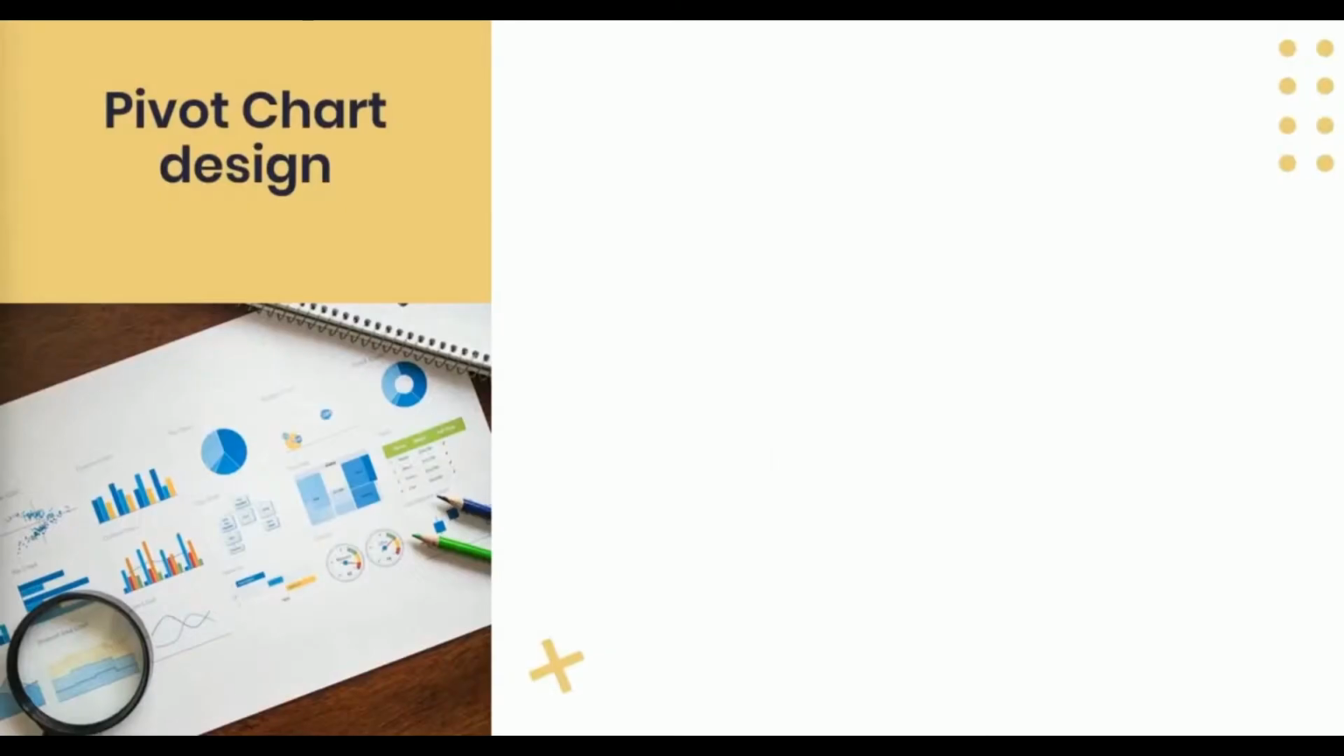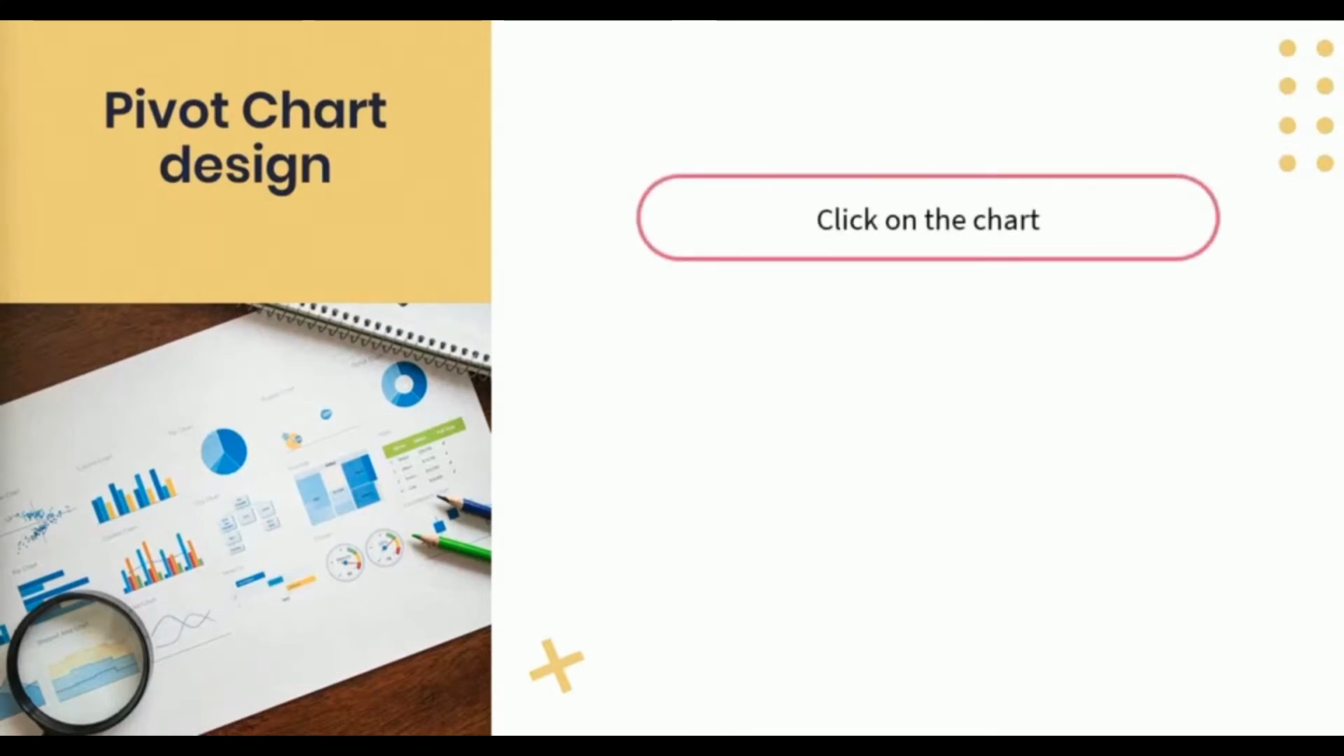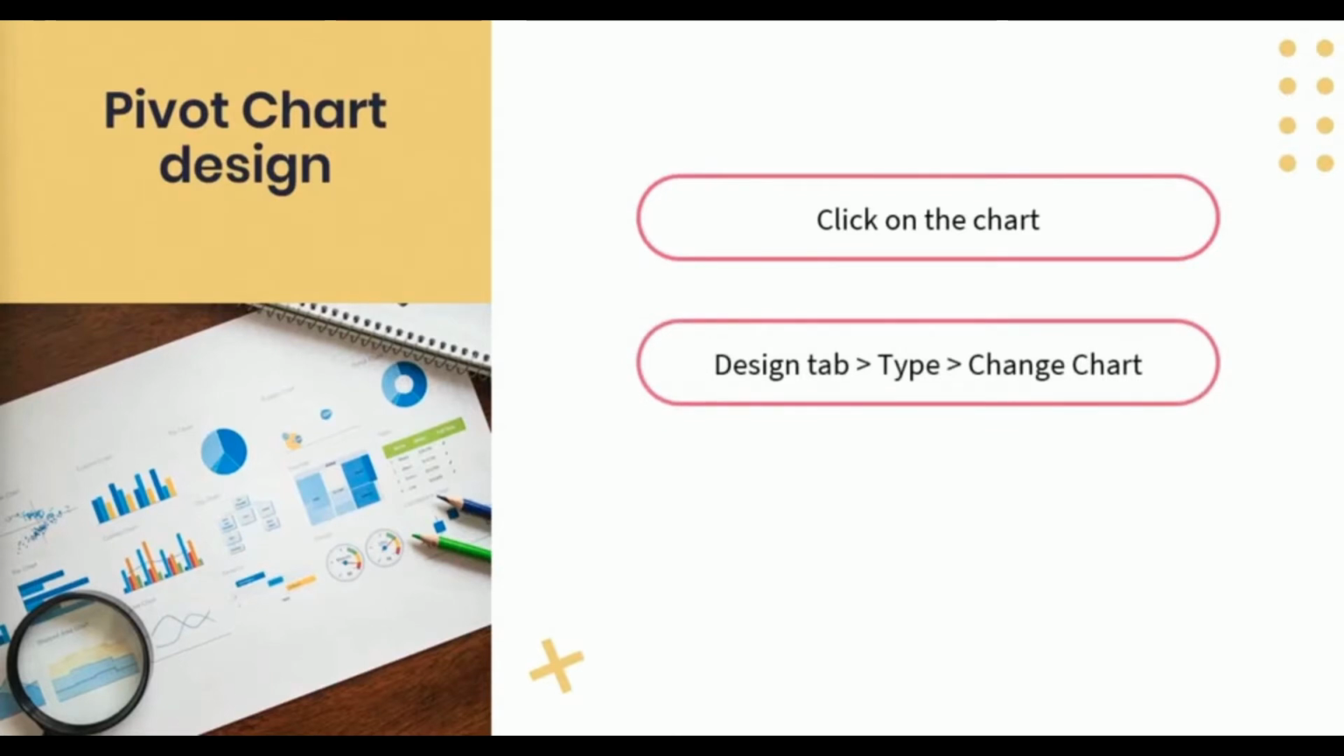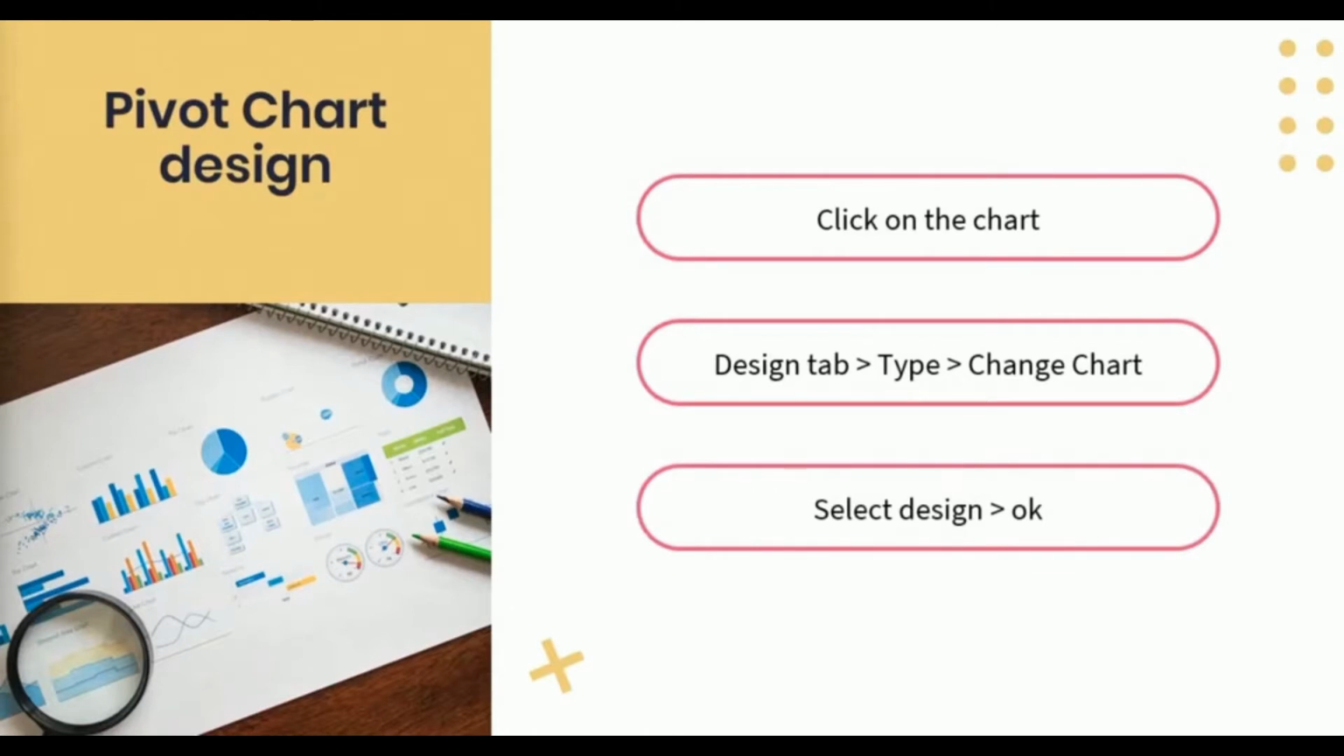Now there is no need to use a single type of chart when you're creating pivot charts. You can select a variety of different designs. You could choose the ones which you believe would best represent your data. So you'll click on the chart, go to the Design tab, and then click on Change Chart Type in the group. Once you've selected your design, click OK.